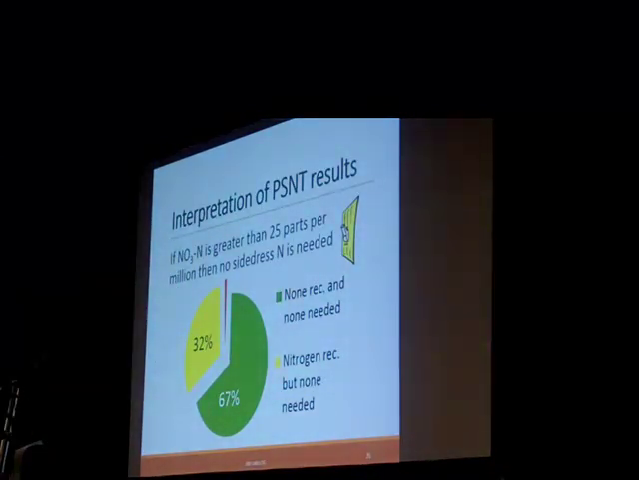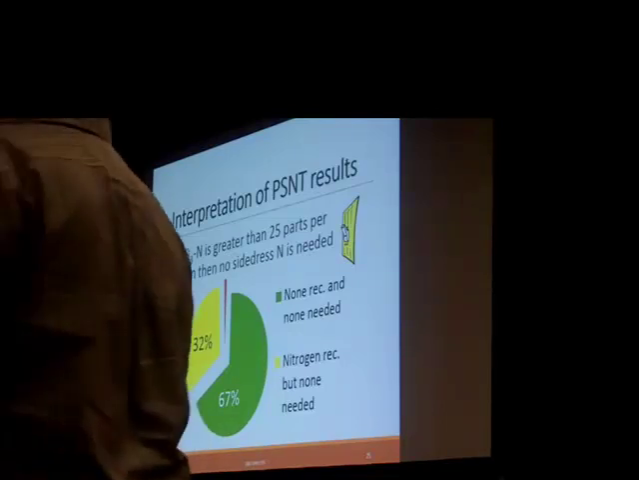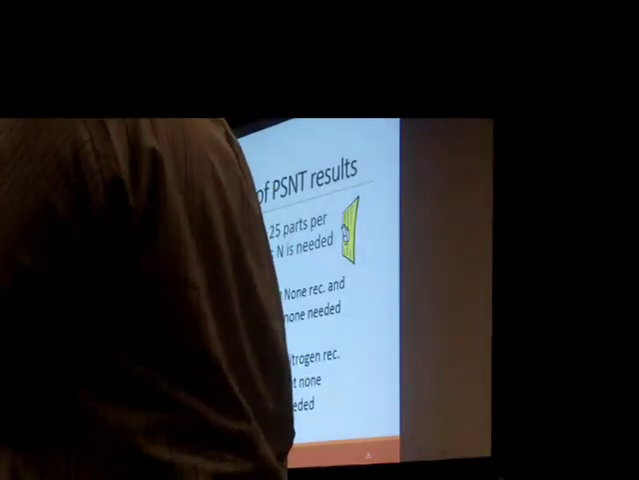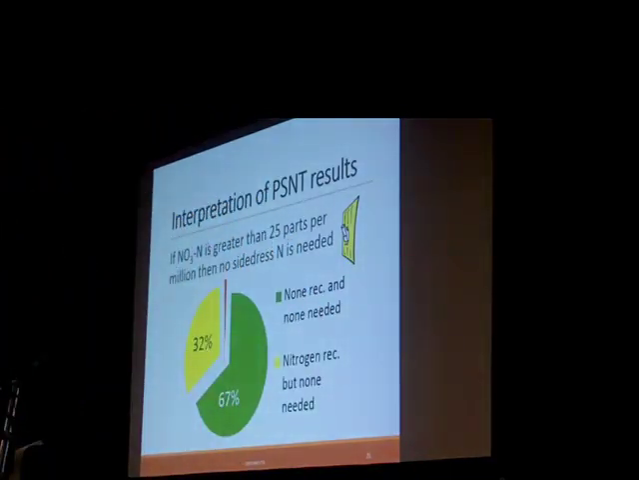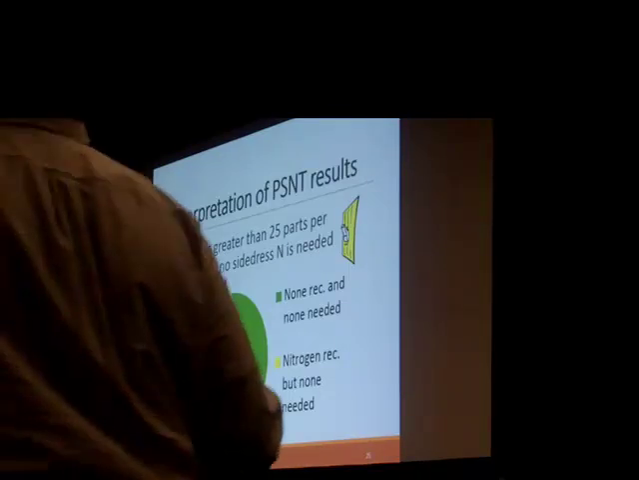It's very good at telling you when no more nitrogen is needed, and that's a critical level of 25 parts per million nitrate nitrogen. There's a lot of data to support that as a cutoff. If you're above that, you're unlikely to get a response to nitrogen. And that's illustrated here. Research that was done throughout the Eastern Corn Belt showed that about 67% of the time levels were above 25 parts per million, and they indicated that no more nitrogen was needed.